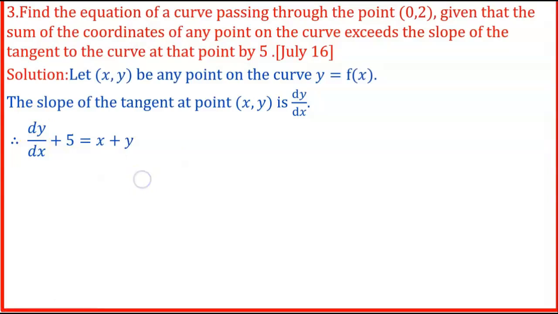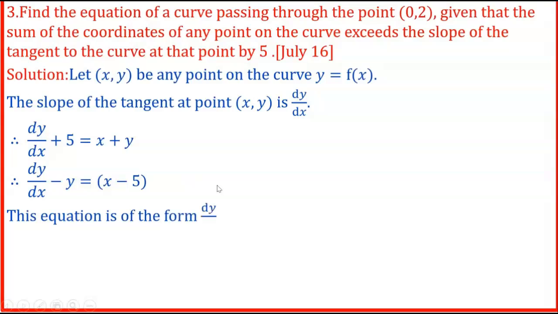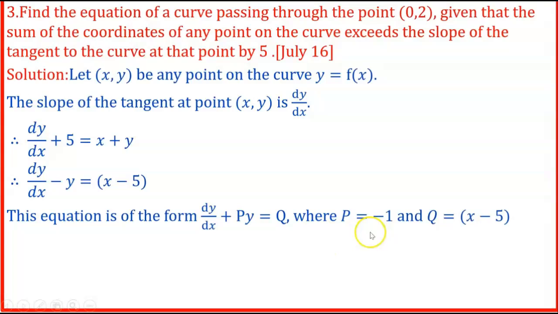Okay. Therefore, again, this can be written as dy/dx − y = x − 5. This is of the form dy/dx + Py = Q. Here P = −1, Q = x − 5. Okay. Now the integrating factor is e raised to the integral of P dx. But what is the value of P? P is −1. That is e raised to the integral of −1 dx, that is e^(−x).